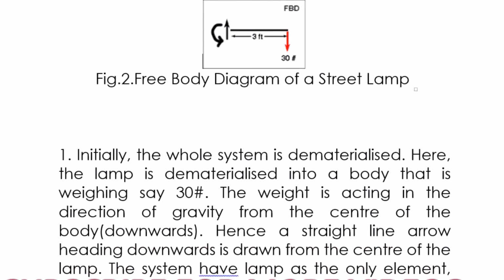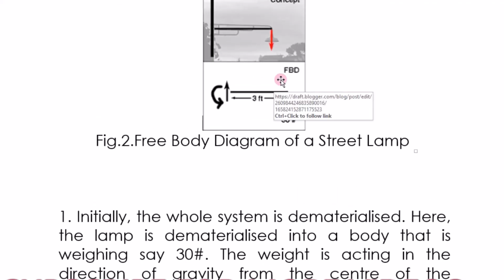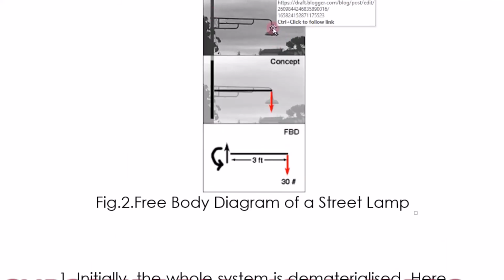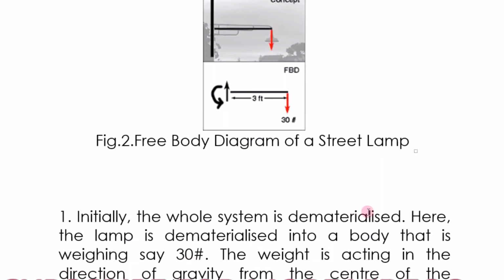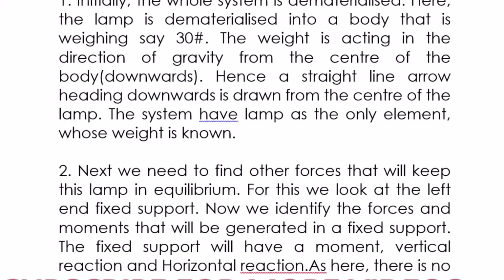The system has the lamp as the only element whose weight is known. Right. So when you look at this, the only weight acting on that particular structure is the lamp, which I represent in the direction of gravity as 30 units. Next, we need to find the other forces that will keep this lamp in equilibrium.